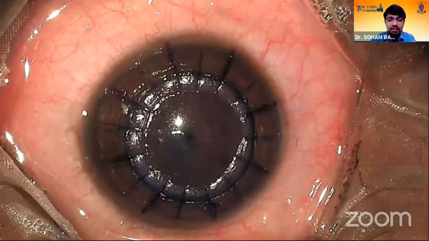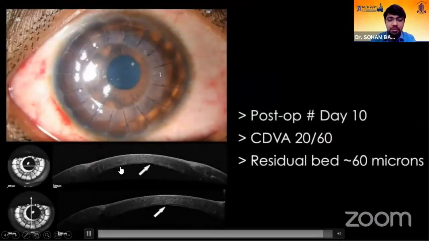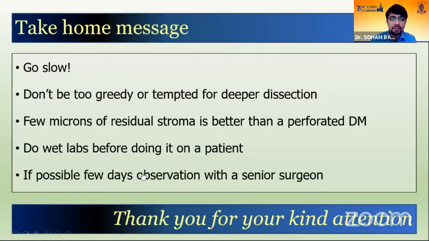And this is at day 10 post-op. You can look at that almost the entirety, the residual stroma is about 60 to 80 microns, whereas in the central part we have come close to the pre-Descemet's layer. So the take-home message is, go slow with your first few surgeries.